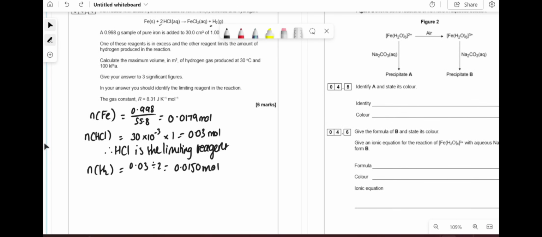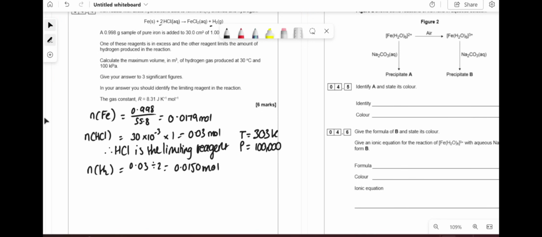Now, whenever we do these questions, always convert everything into the right units. This needs to be in standard base units. So the temperature, it's 30 degrees Celsius. To convert it to Kelvin, you add 273. So this is going to be 303 Kelvin. And they've told you that the pressure is 100 kilopascals. So we need to change that into pascals, which would be 100,000.